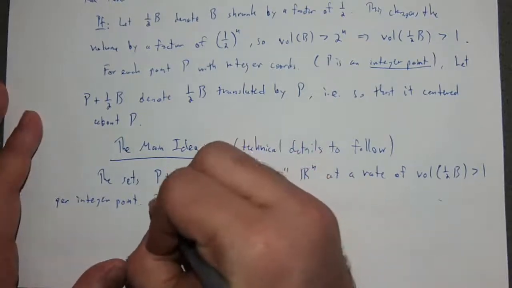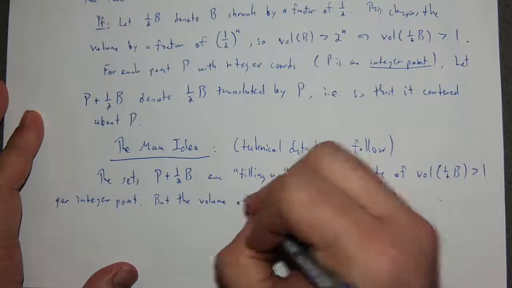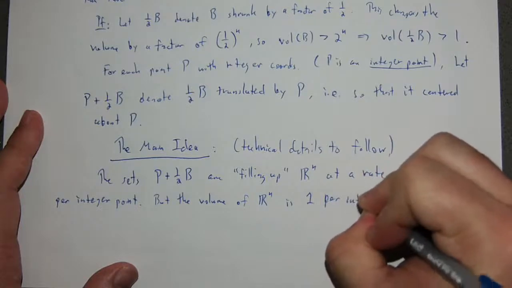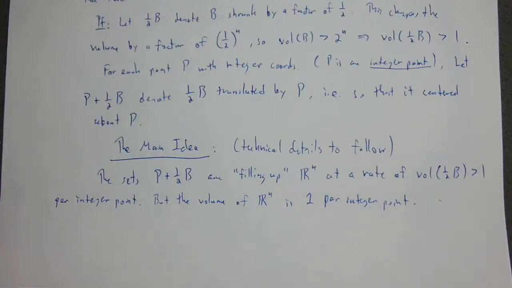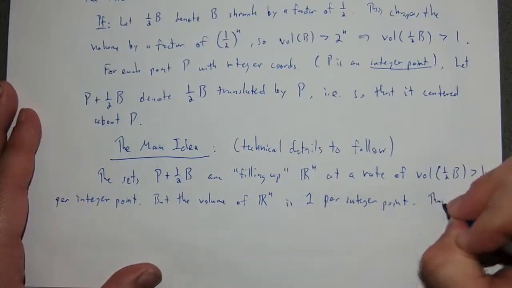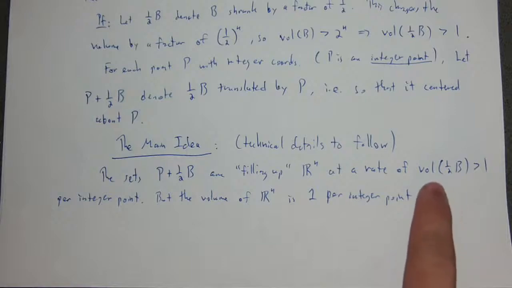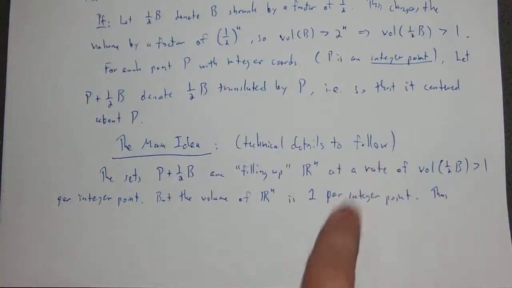But the volume of space, that is the volume of Rn, is 1 per integer point. Right? Thus, since these P plus 1/2 B's are filling up Rn at a rate of whatever the volume of 1/2 B is, which we know is greater than 1, but the volume of Rn is 1 per integer point if you think of going out, then what does this mean? There has to be some overlap.